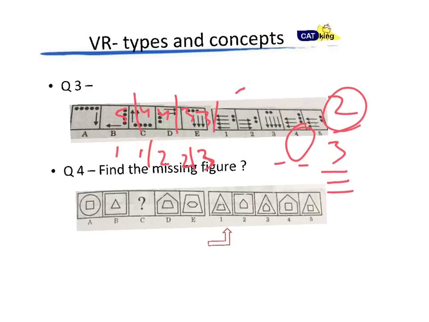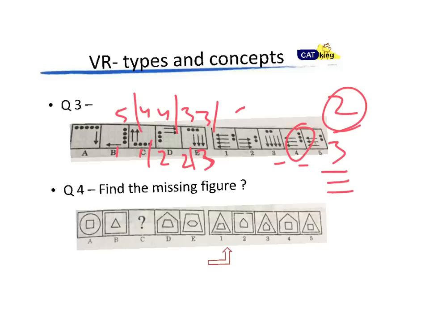Talking about the next thing, we have the new concept called find the missing figure, wherein you need to find figure C, which already has a question mark on it. Figure A has a circle. Inside the circle, it is a square. The inside figure goes outside and a new figure comes inside, which is in B.